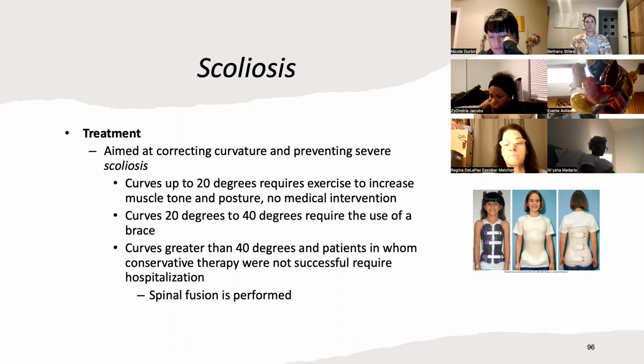that they wear over top of a t-shirt for 23 hours a day. Pretty much just take it off long enough to shower and that's it. Anything over 40 degrees is going to require surgery. So that's where they do a spinal fusion.